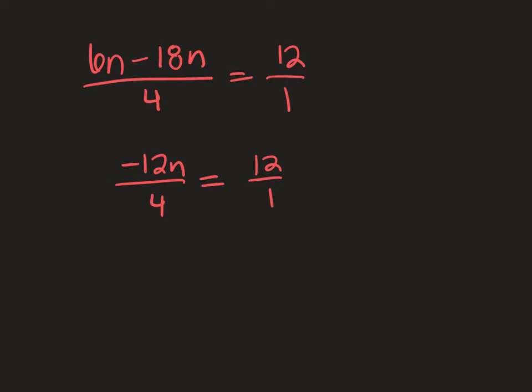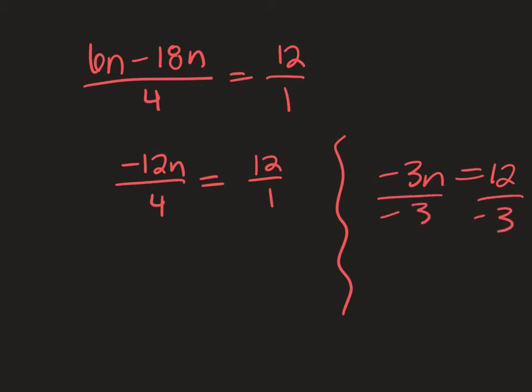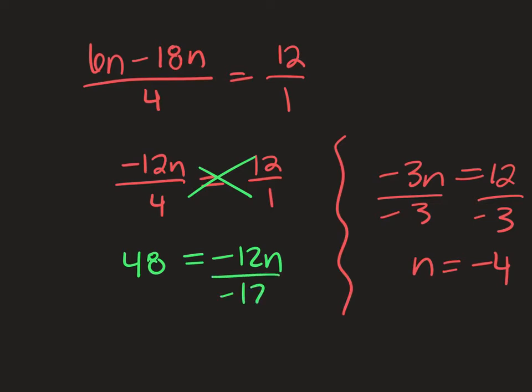Or you can cross-multiply it. So we'll do it two ways. Negative 12n over 4 is also equal to negative 3n. So you can do it like that and just divide by negative 3 and get n equals negative 4. Or you can cross multiply it still. So 12 times 4 is 48, not 36. So you get 48 equals negative 12n, and then you divide by the negative 12.